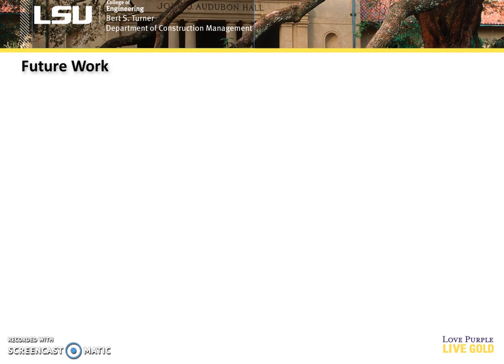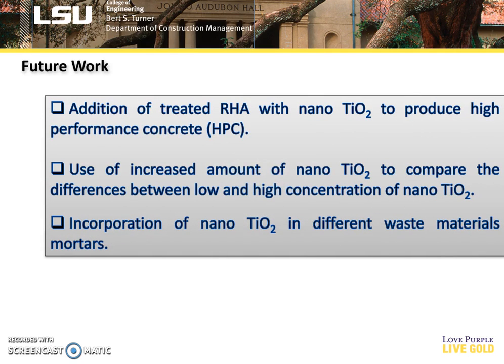For the future study, we can study the production of high-performance concrete with treated rice husk ash and nanotitanium, and the differences between low and high concentration of nanotitanium can be studied. And finally, nanotitanium can be studied with other waste materials as well.